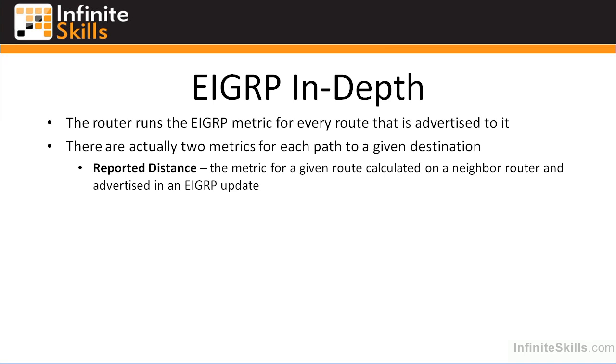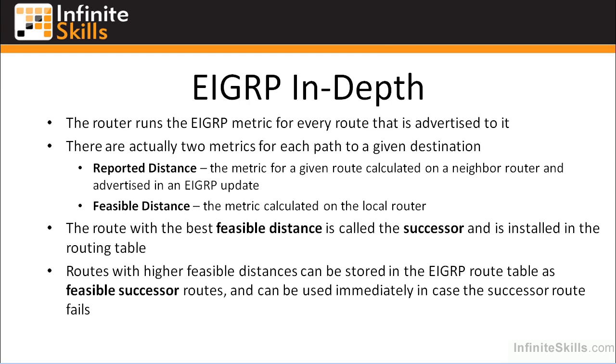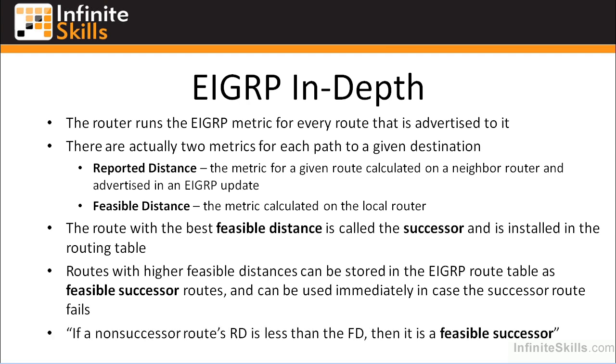We also have the feasible distance. The feasible distance is the metric that I calculate locally. Now in EIGRP terminology, the route with the best feasible distance is called the successor route, and that is the route that's installed in the EIGRP routing table and eventually makes it into the router's routing table. Now, routes with higher feasible distances can be stored in the EIGRP route table as feasible successor routes and can be used immediately in case that main successor route fails. And basically, the rule for feasible successor routes is if a non-successor route's reported distance is less than my feasible distance, then it is a feasible successor.